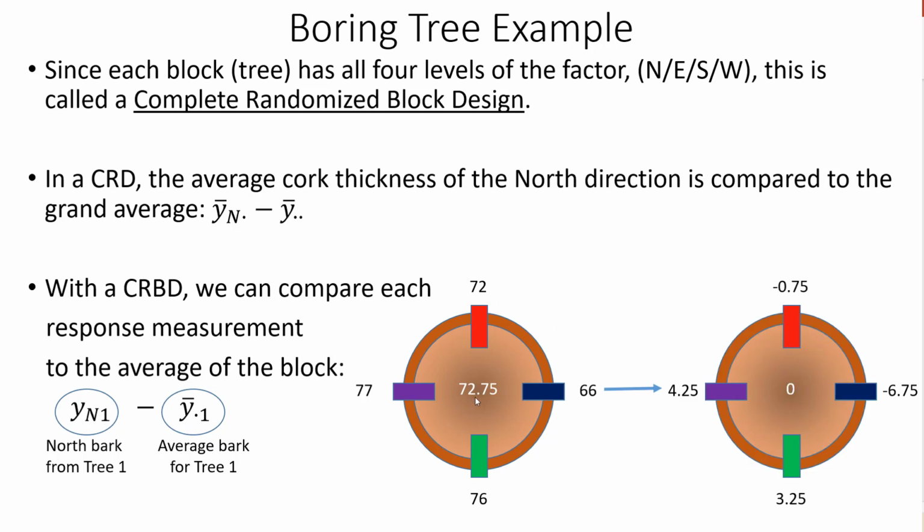So we'll subtract 72.75 from all 4 measurements. So the north bark thickness was a little less than a millimeter below average for this tree. The east bark thickness was about 7 millimeters less than the average. The west was about 4 millimeters thicker than average, and the south was about 3 millimeters thicker than average. And these are the ones that we would end up averaging.